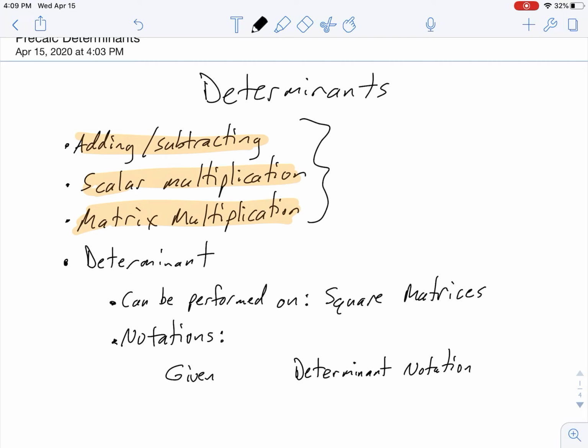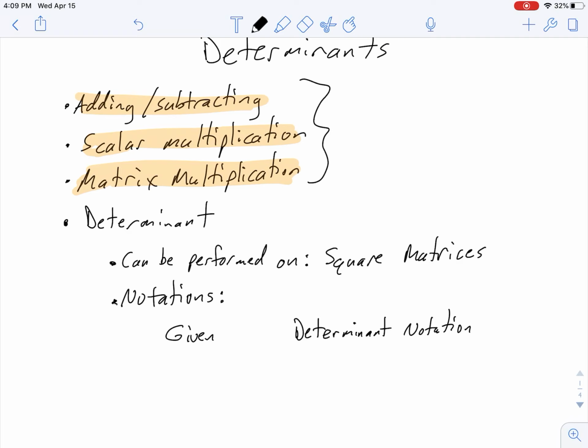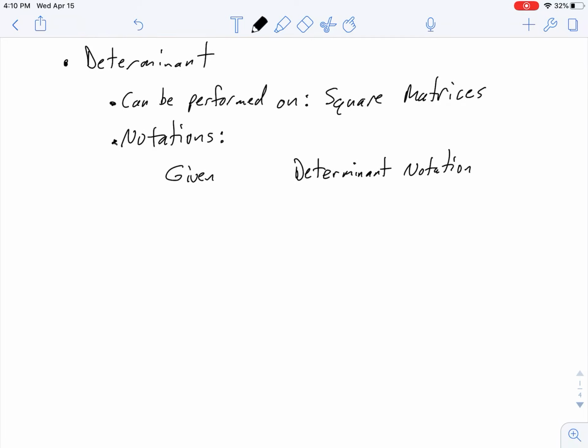So a square matrix is one that has the same number of rows as it does columns. So 2 by 2, 3 by 3, 4 by 4, that sort of thing. We're going to limit our discussion to just 2 by 2 and 3 by 3. When you get to a 4 by 4, you're getting to where it takes maybe a whole sheet of paper just to do one determinant. But 2 by 2 and 3 by 3 are fairly easy to work out.